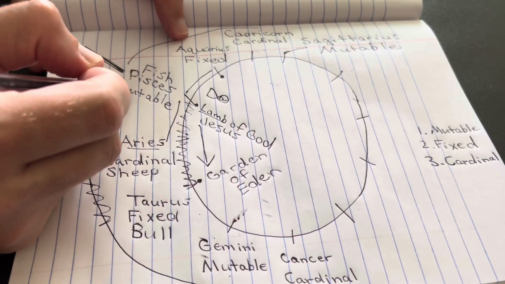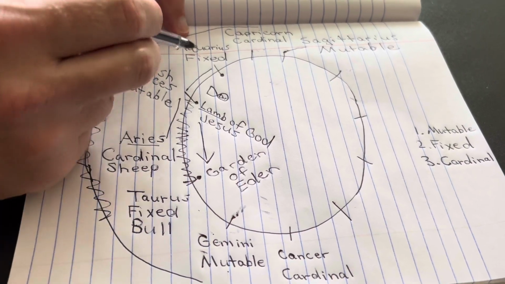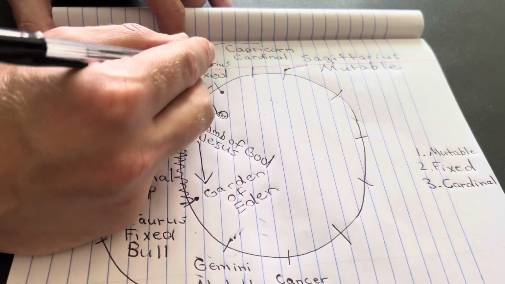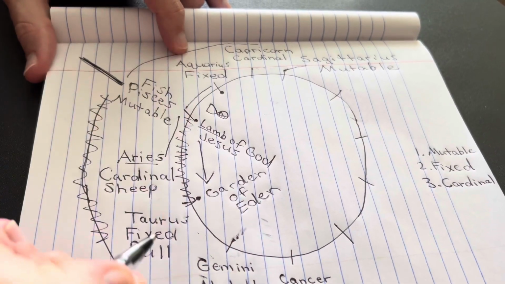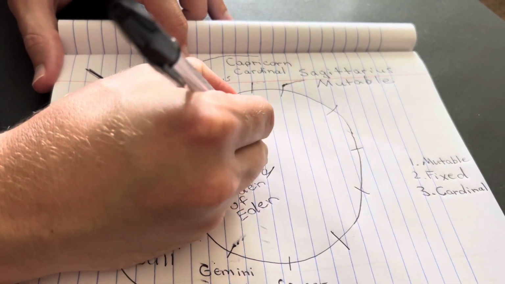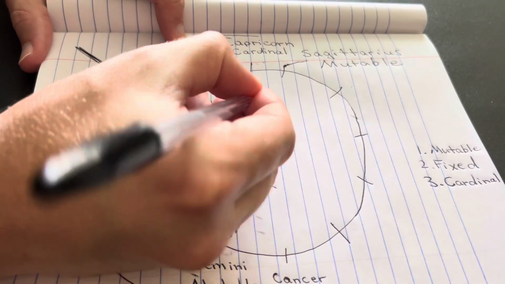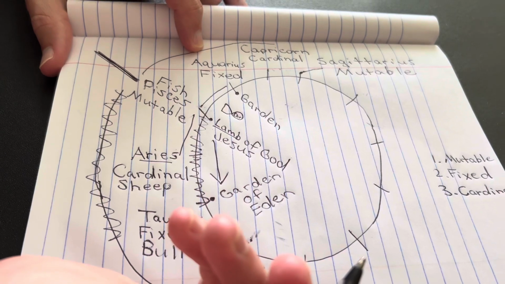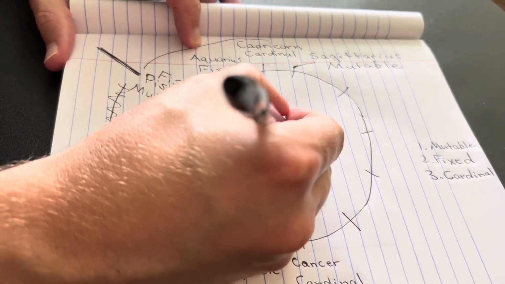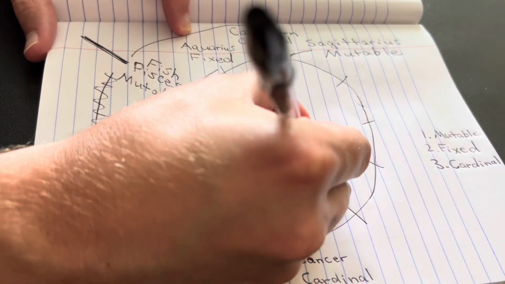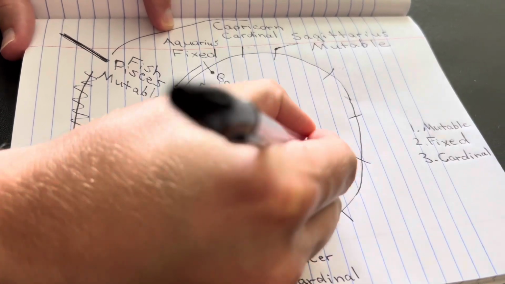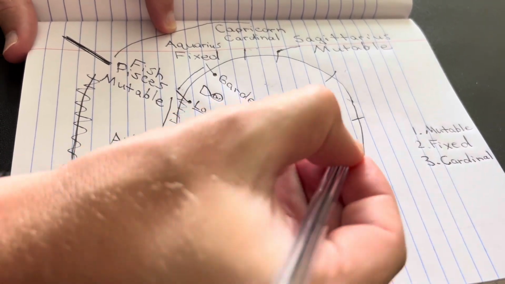Okay, up here it's the same thing. The cusp of mutable and fixed, which is Aquarius, the cusp of Aquarius and Pisces, leads into the next Garden of Eden condition, which the cusp of Aquarius and Pisces is the third coming message. So the Garden of Eden condition returned, or as I will call it, the Garden of Eden 2.